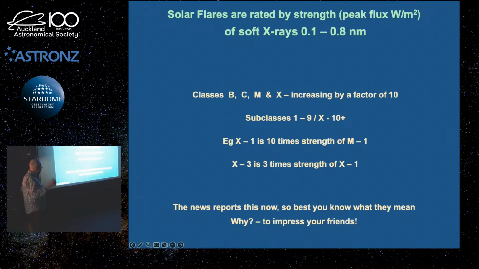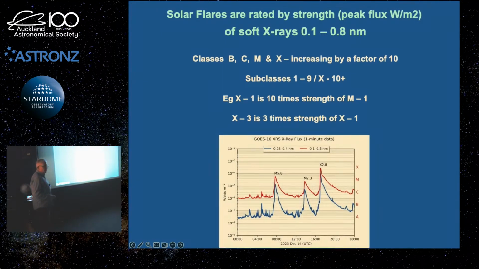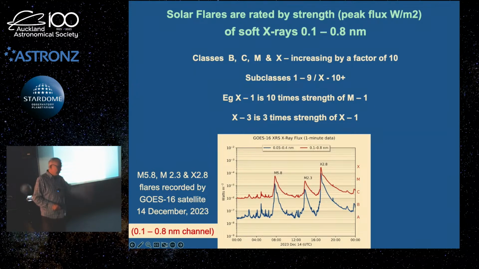So you've got to know about that now, because the news reports this. It's been reported on the news: "Oh, we expect some aurora. We've had an X class 5.8 flare." And one of your friends will probably ask you, "Hey, what does all that mean?" And you've got to impress your friends. You say, "Well, I know what that means. It's about the soft X-rays between 0.1 and 0.8 nanometer."